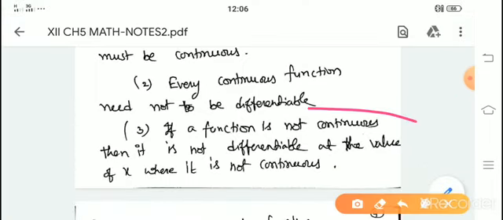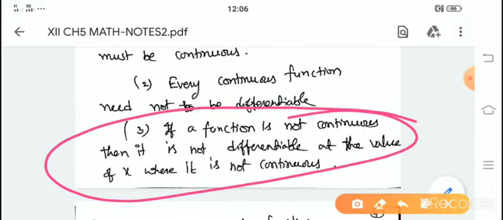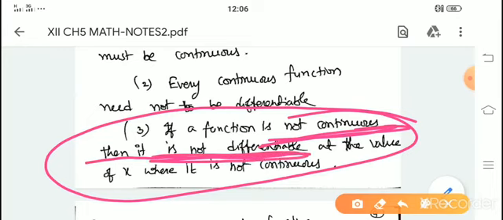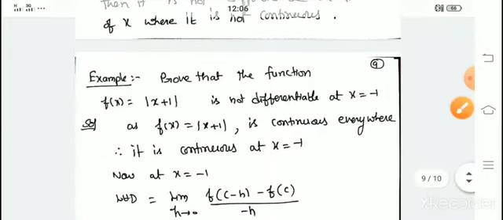Third point states that if a function is not continuous, then it is not differentiable at those values of x where it is not continuous. If the function is not continuous, you don't need to worry about the differentiability of that function. Remember, if it is not continuous, though they are asking differentiability, you directly say that the given function is not differentiable. That's all. Okay. Next example.